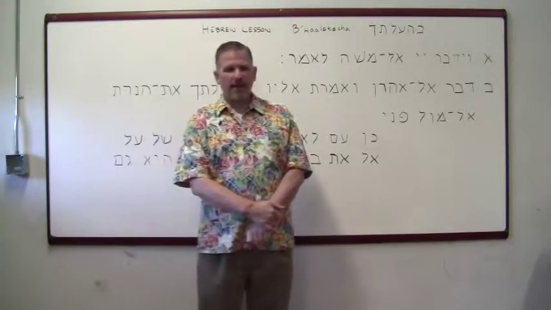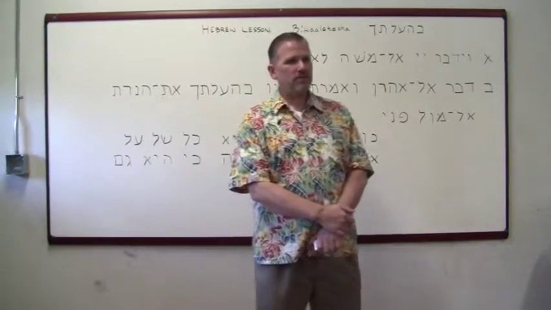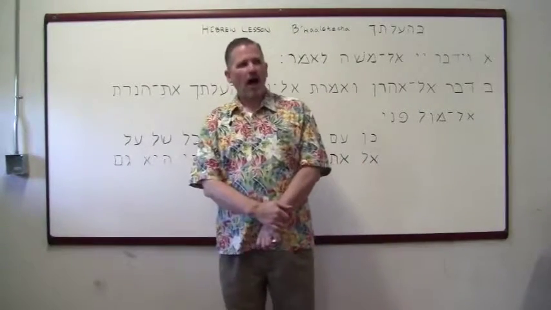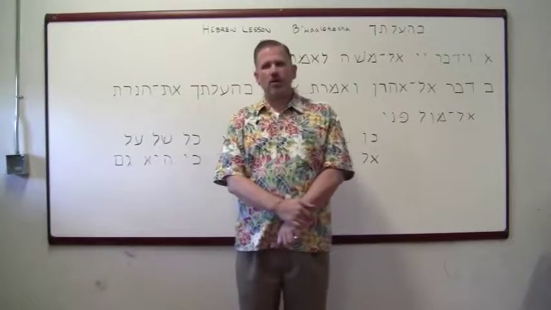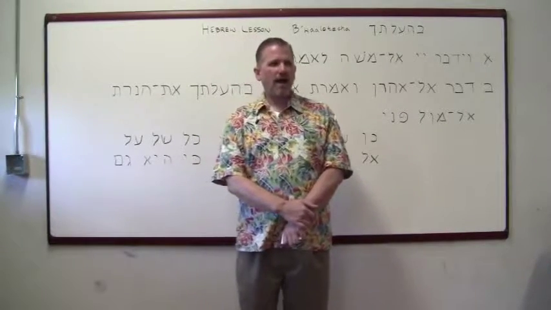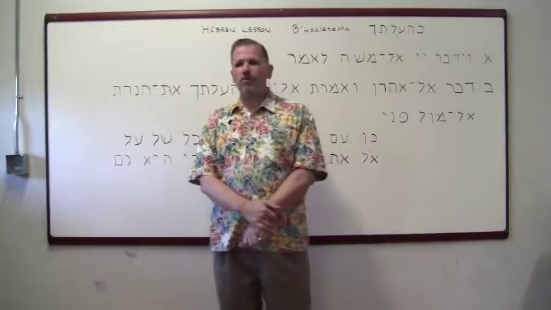And 5 vowels, we'll sound them out. A, E, I, O, U.